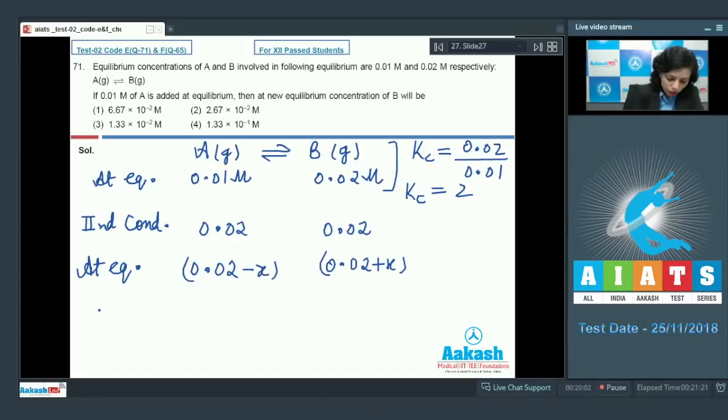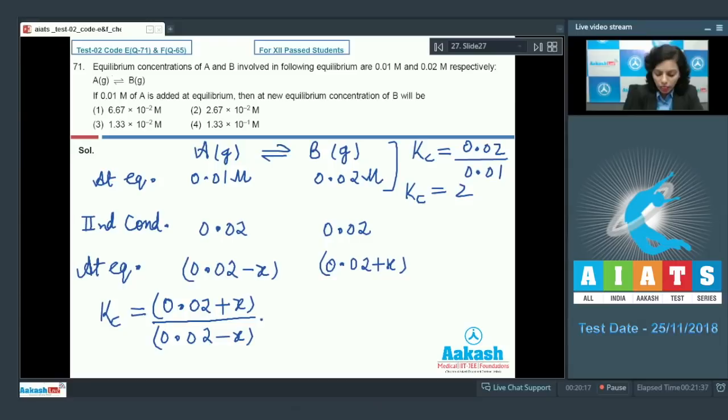Now with the help of this we can find out Kc. We know that it can be calculated using the concentration of B divided by the concentration of A, and we already know that the value of Kc is 2. Now it's your turn. Just solve this for the value of X. If you solve this for the value of X, it is 0.00667. This would be the value of X.